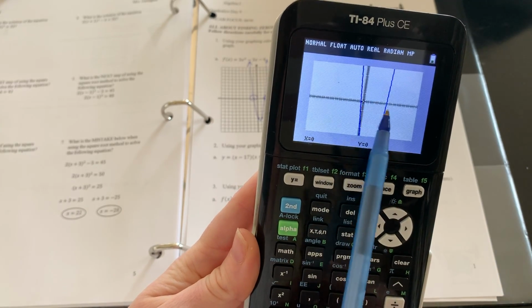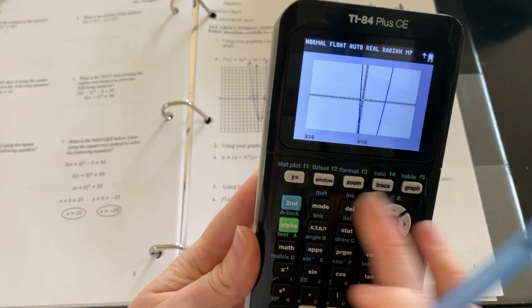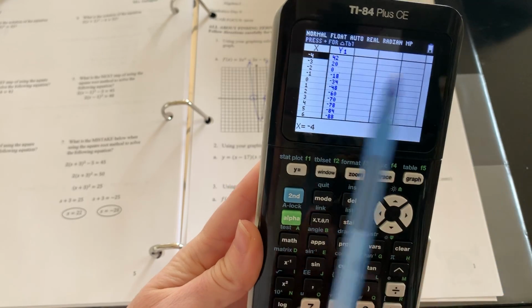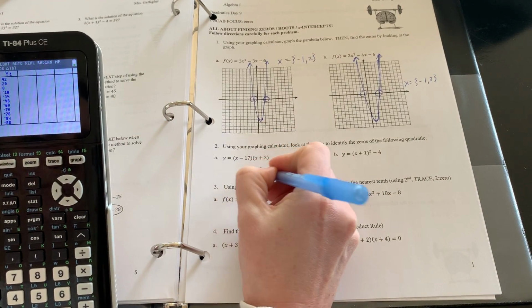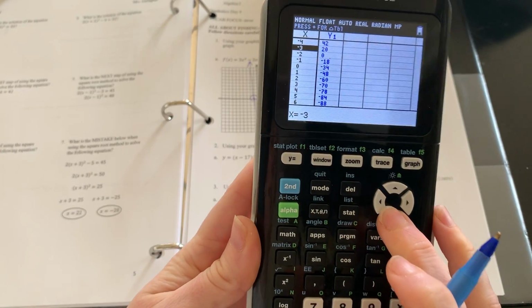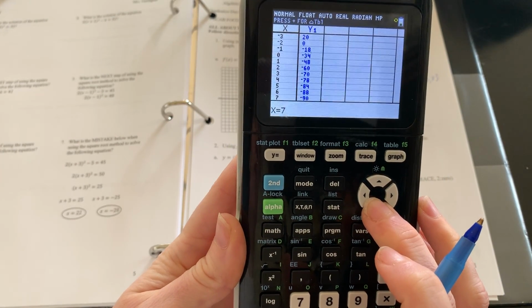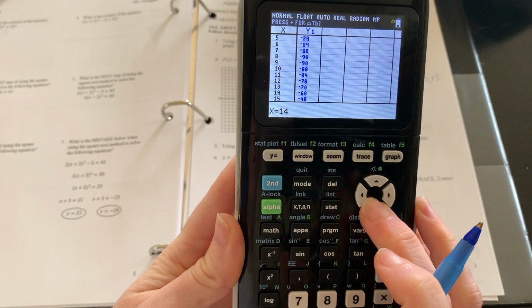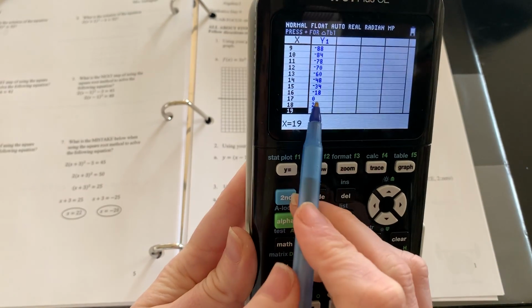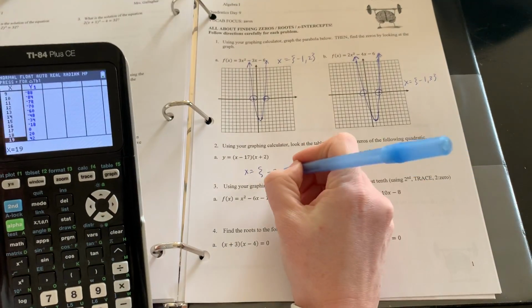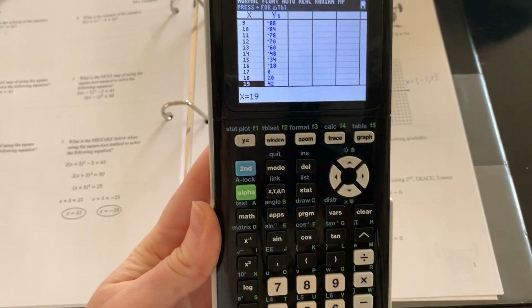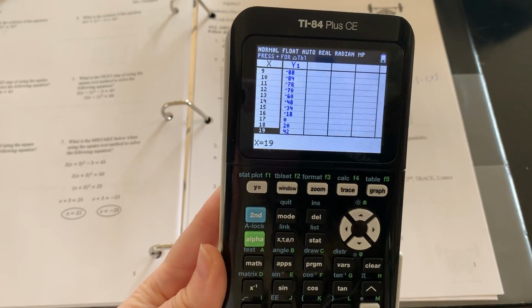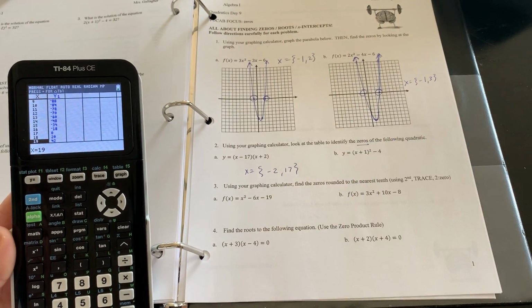Okay, so basically, I'm asking you to look at the table anyways. So second graph, find where that y is 0. I see one of them, -2. And then I'm going to find that other one that was much higher than 10. When y is 0, x is 17. So just by looking at the table, I can identify where the zeros are, or the roots are.